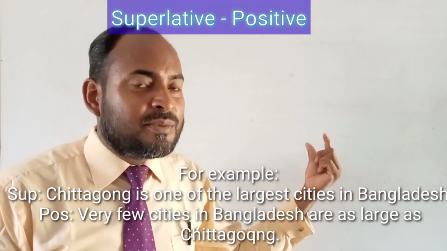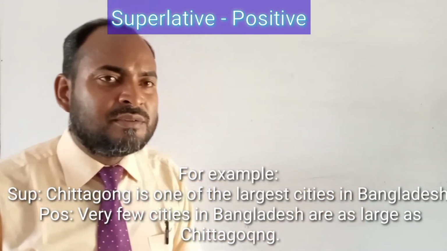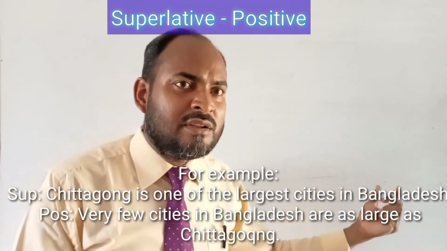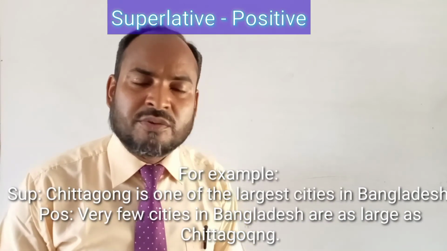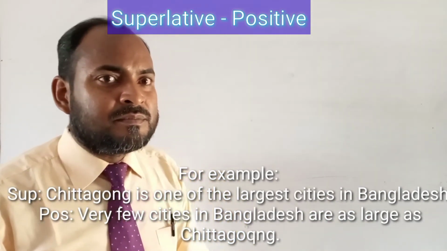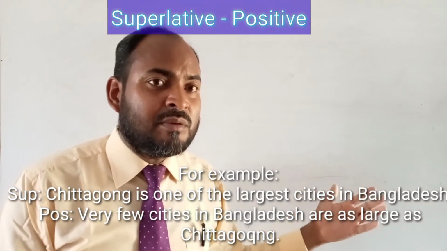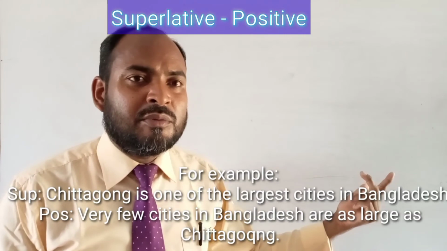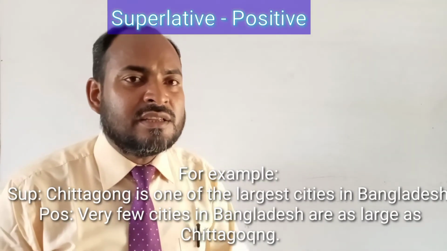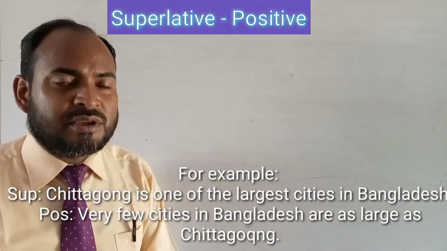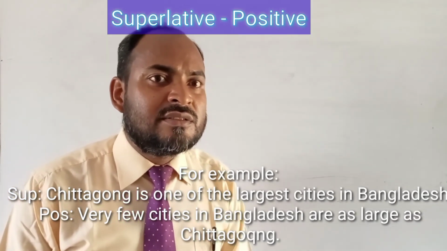Notice in superlative case the verb is, but in positive case we have written the plural form are. Okay, then very few cities in our country are. After that, so, then positive form of superlative degree. Greatest, that means positive form great. Or if you write largest, then you have to write large. Okay, then as, and lastly subject of the sentence, Chittagong. Okay, very few cities in our country are so large as Chittagong.